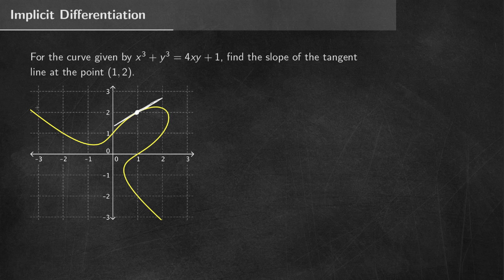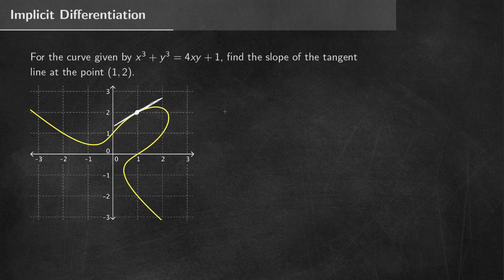So this equation, x cubed plus y cubed equals 4xy plus 1, is an implicit equation. It has not been solved for y or for x. And we can see from the graph, it's not even a function, right? It fails the vertical line test. So this implicit equation is not a function. But that's okay. It still has a slope at the various points along the curve. And we can still find the slope by taking the derivative and evaluating it at a specific point.